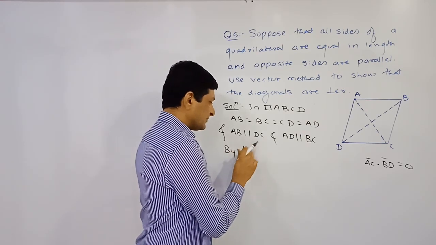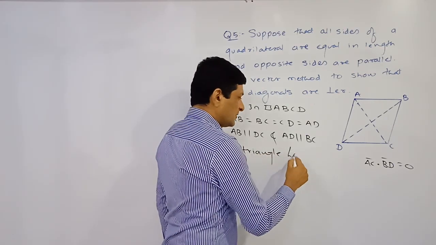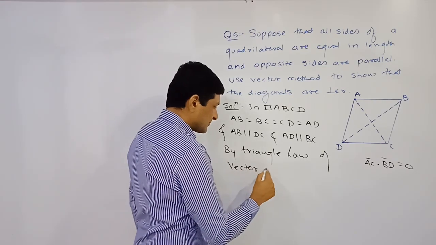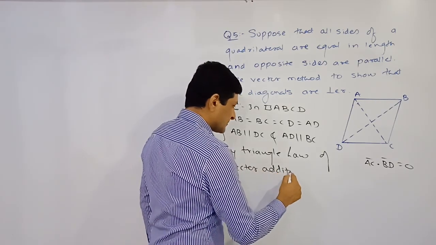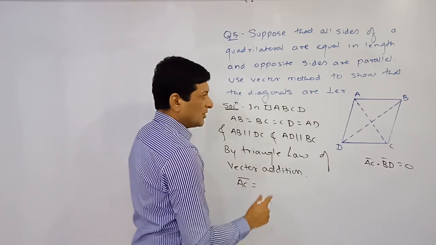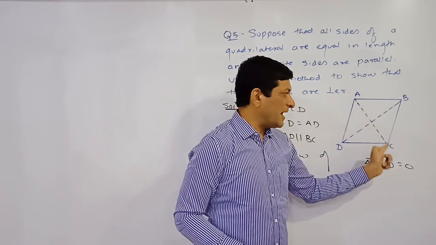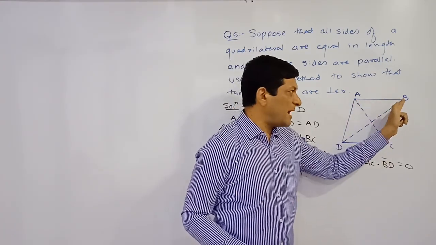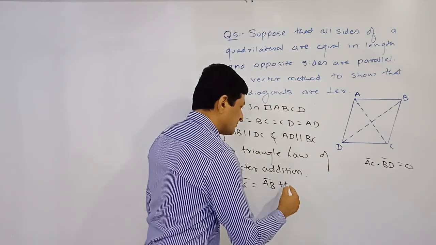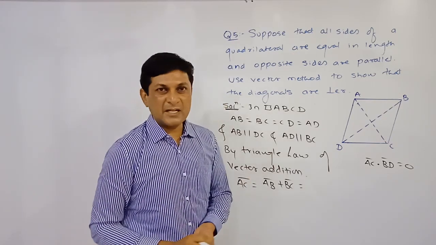By triangle law of vector addition, let us see what value of AC bar we are getting here. Observe this triangle ABC. In this triangle, AC bar will be equal to AB bar plus BC bar. So AB bar plus BC bar. Okay, so this result we have got applying triangle law of vector addition.